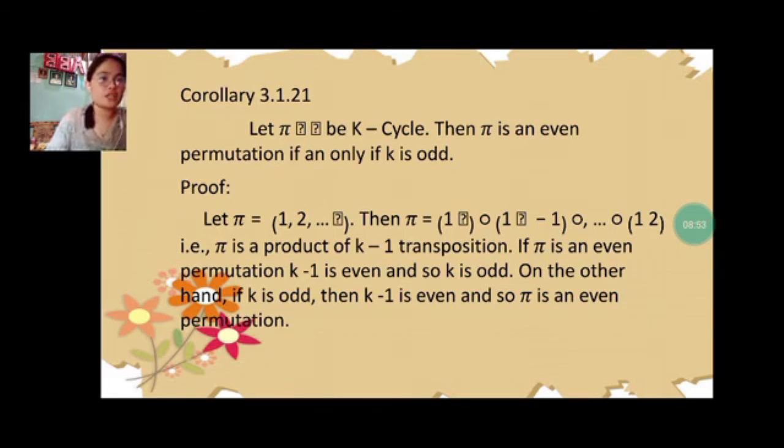If pi is an even permutation, k minus 1 is even, and so k is odd. On the other hand, if k is odd, then k minus 1 is even, and so pi is an even permutation.